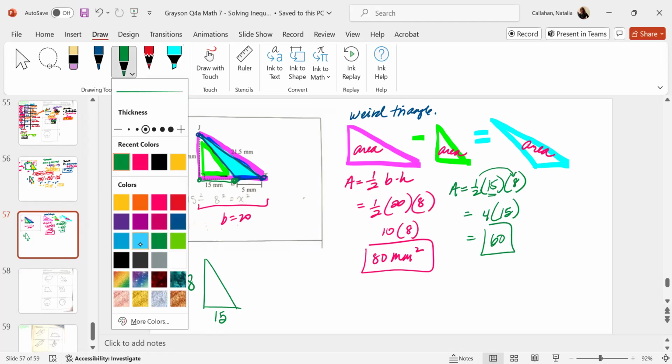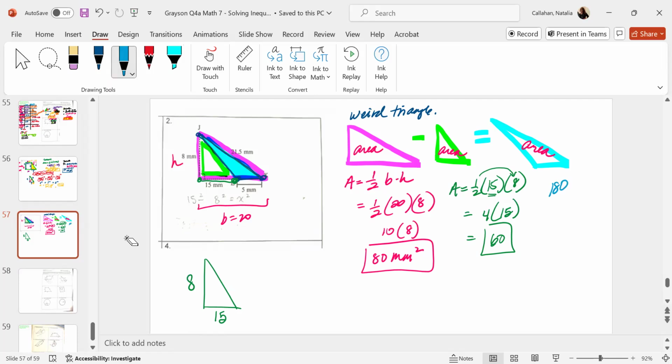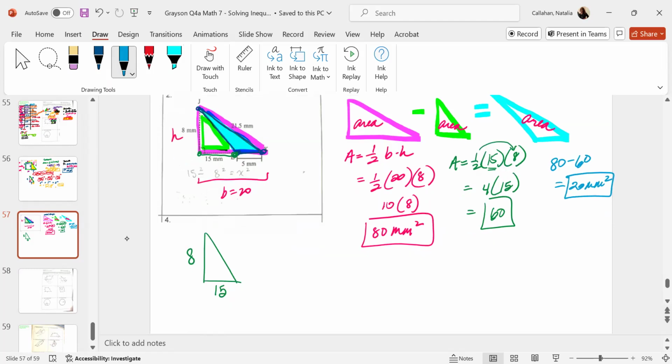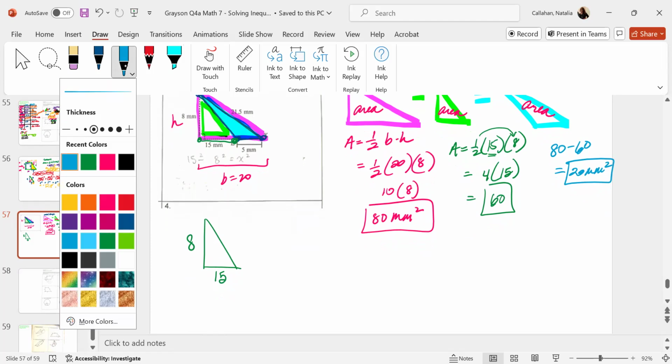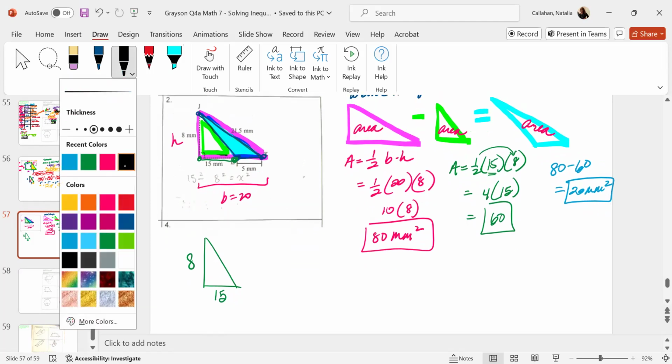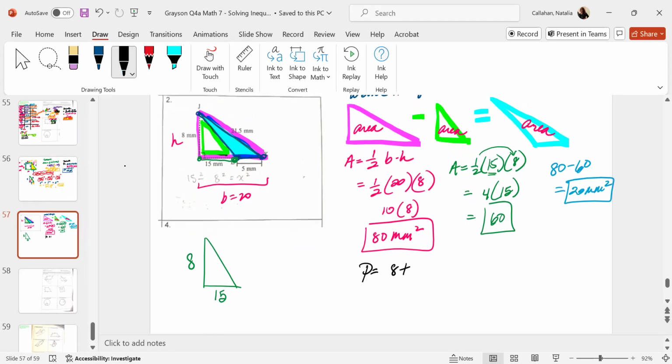To find the area of that weird blue one, didn't we say we're going to take the pink one, I want to minus the green one, right? That is your area. Perimeter is coming easy. You see the pink triangle right there? Just add all the sides together, and that is going to be your perimeter. So add it yourself.